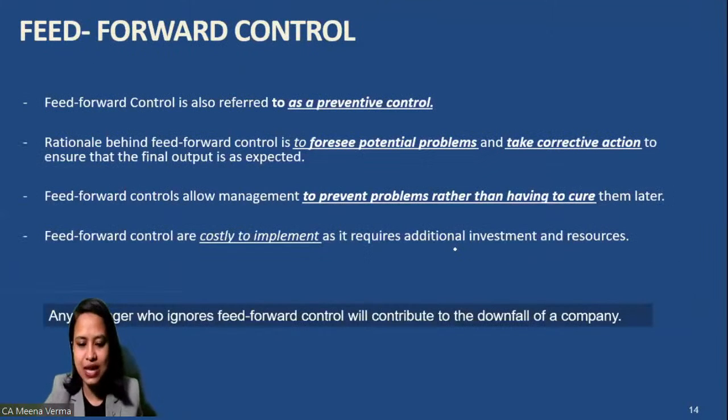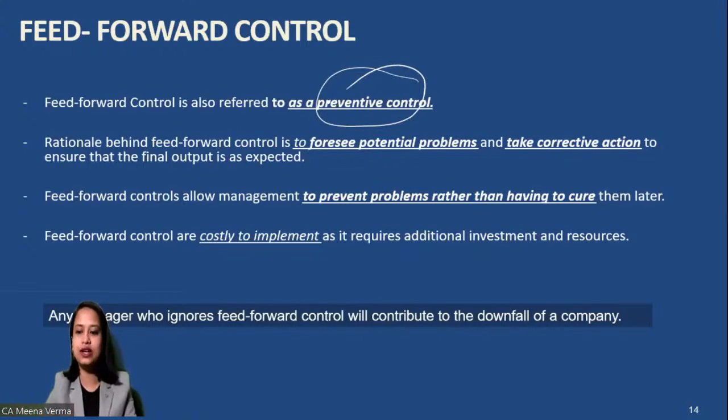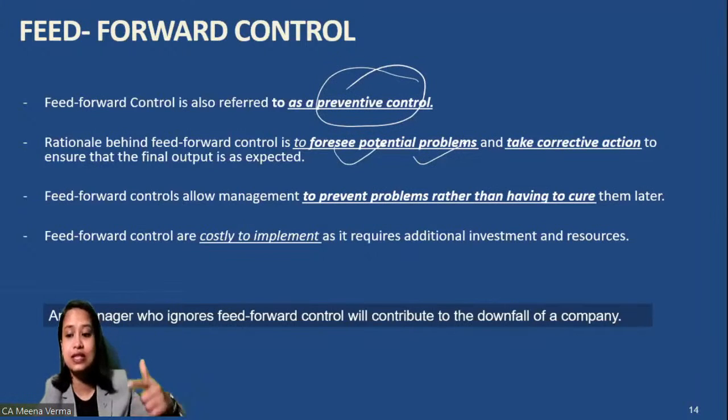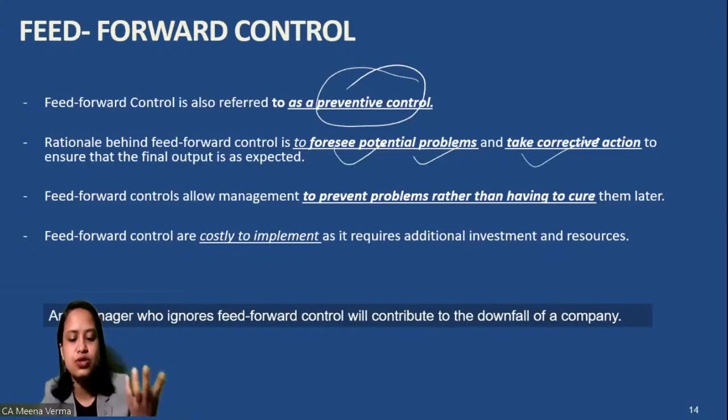So this is an example we have related to feed forward control. Feed forward control is a preventive control. The problem has actually not yet arisen. We are taking the action before the problem actually arises. So it's a preventive control. The rationale behind feed forward control is that you foresee the potential problem, that in future this problem may arise, and that is why you are taking corrective actions. In future this problem may arise, and before it actually arises you will take the action to resolve that problem. Okay?